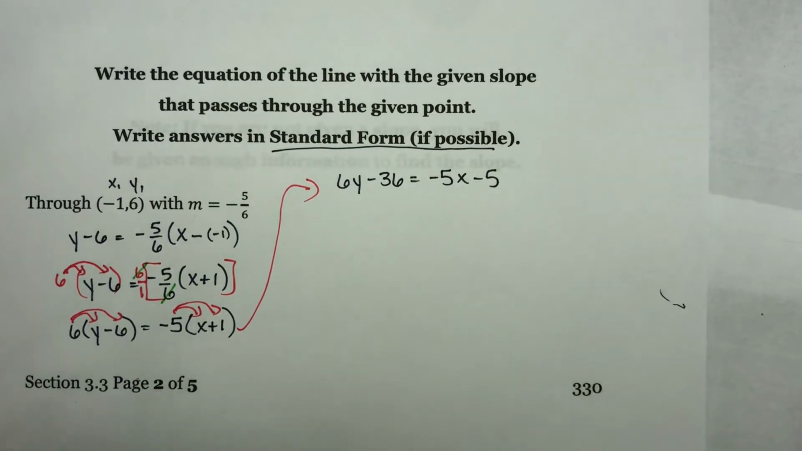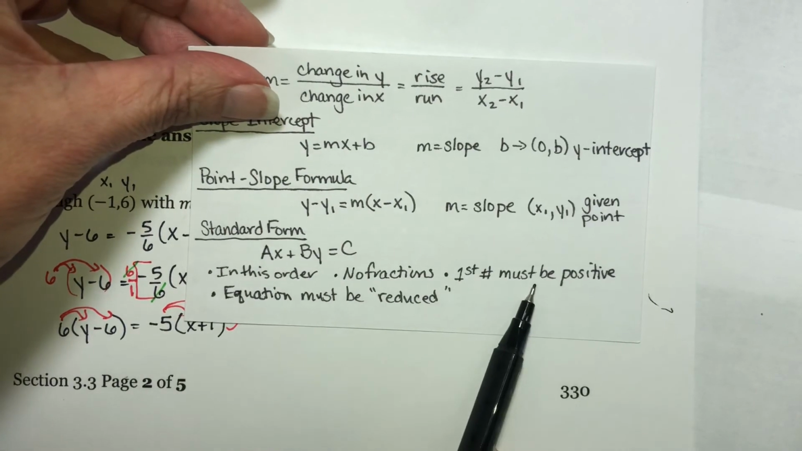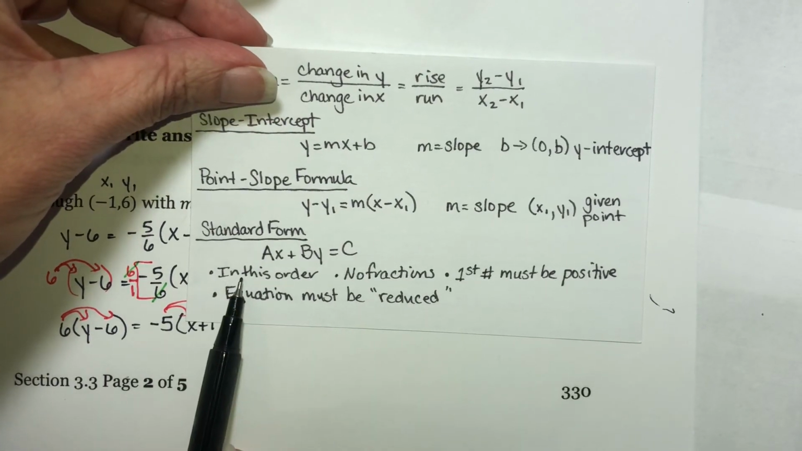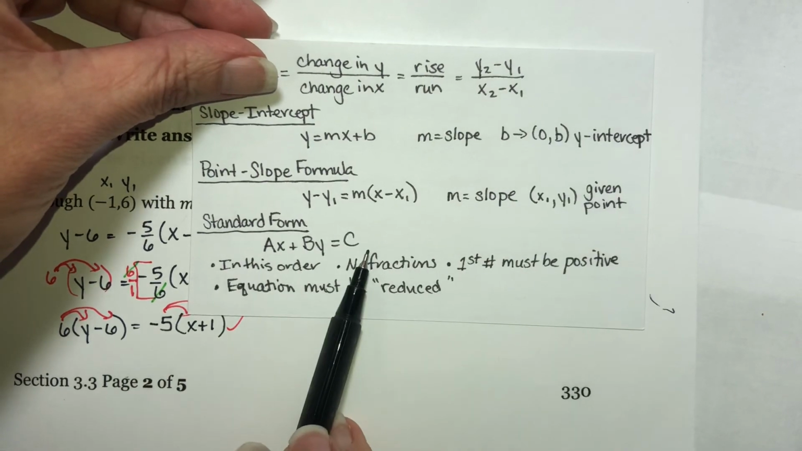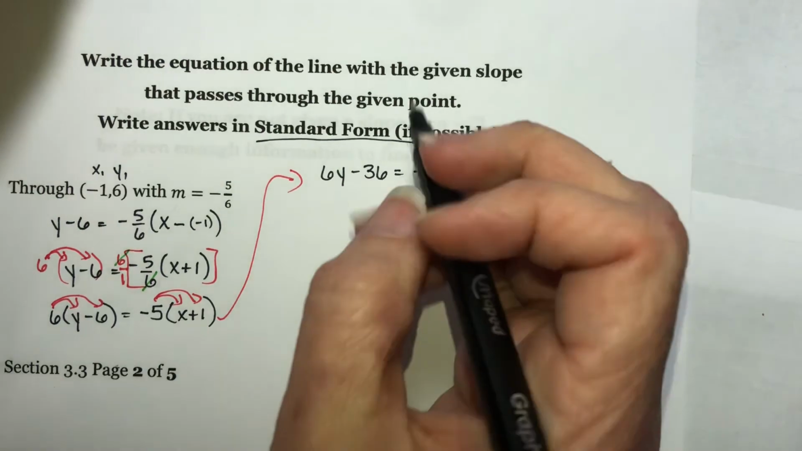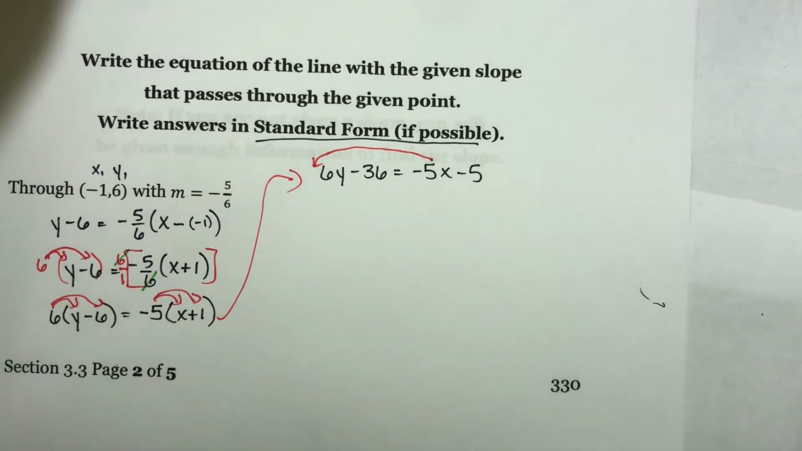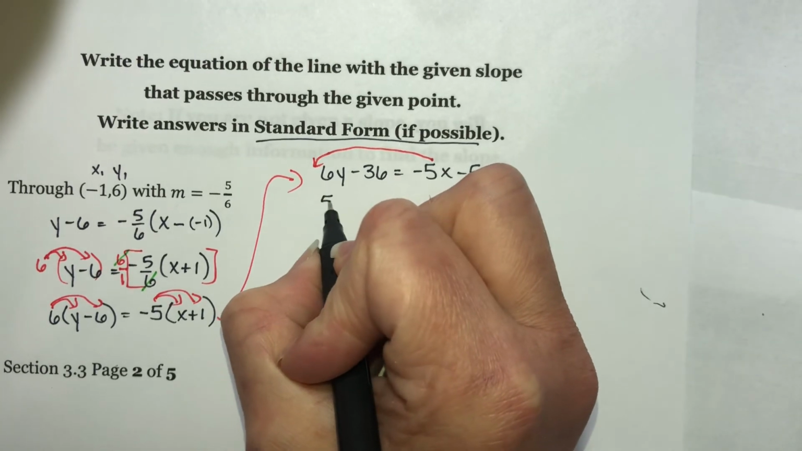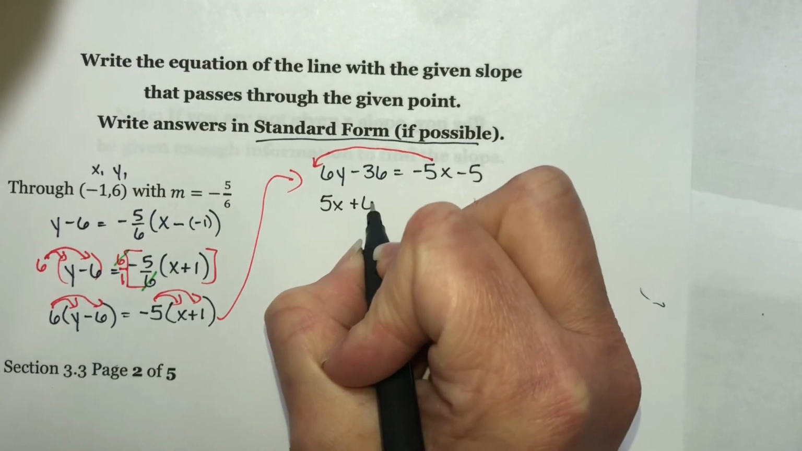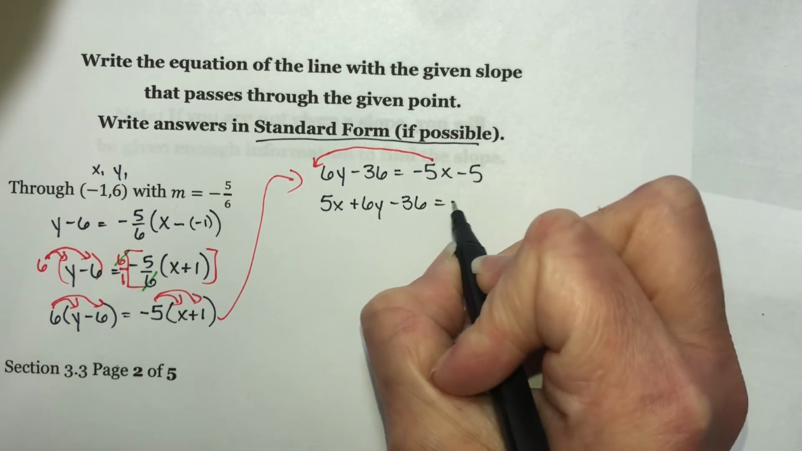Now, if we look at the index card, we don't have fractions. The first number must be positive and it has to be in the correct order. Let's just go ahead and get things in the correct order. I need my x to be absolutely first. So that means I'm going to move this all the way over to here, and I do that by adding 5x to both sides. So I have 5x plus 6y minus 36 is equal to -5.